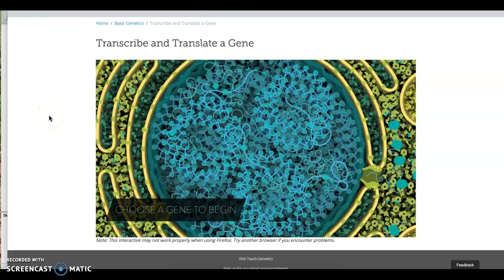So you just transcribed and translated a gene. At the end of translation, we have a protein that folds up and is going to go out and do jobs for the body. So that's how the creating a protein simulation works.